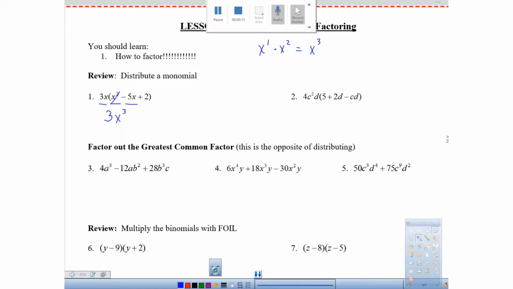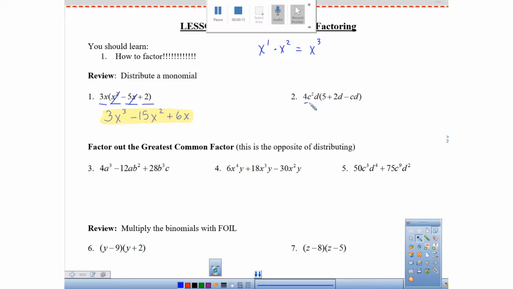Now do the next one. So do the sign. Positive times a negative is a negative. 5 times 3 is 15. X to the first times x to the first is x to the second. Do the last one. Positive times a positive is a positive. 3 times 2 is 6. And then you've got an x, and that's it. So just remember the rules of exponents, basically.